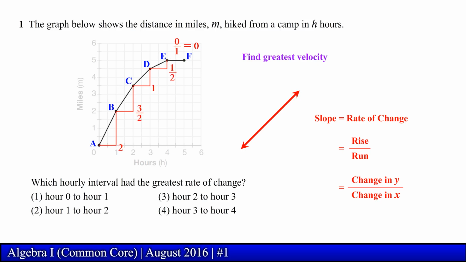The largest or steepest slope is going to be the interval between point A and point B, which corresponds to the time interval between 0 and 1 hour. So option number 1 is the final answer.